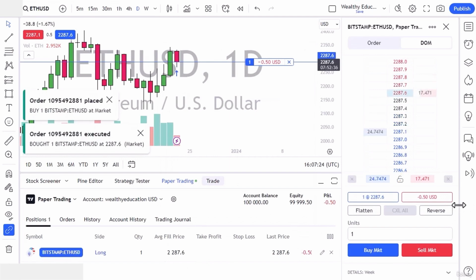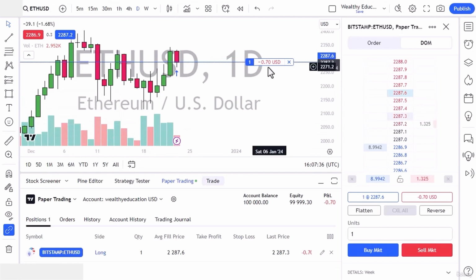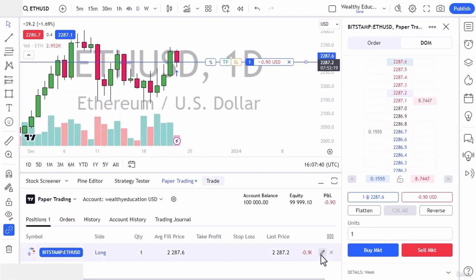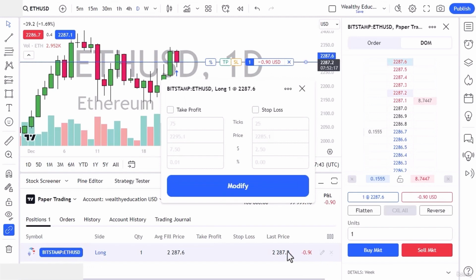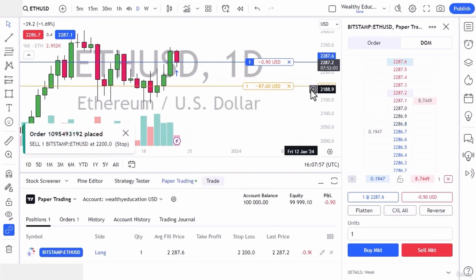And there you go. So it filled one coin, Bitstamp Ethereum, at market price. Okay, and you can see it shows me the profit here. Now, you can click on this little pencil icon down here in your positions. And I realize, hey, I want a stop loss. I don't want to cowboy this position here. So $2,200, I'm willing to risk $87.50.